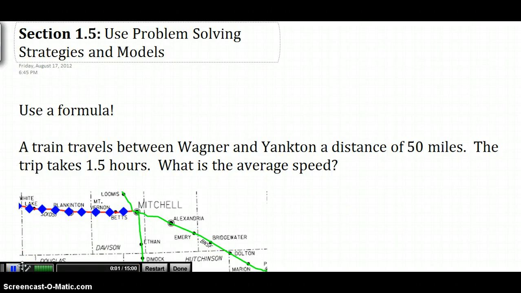Section 1.5 is using problem-solving strategies. So what I have for you here are 3 story problems that we're going to work through and 3 different methods you can use to problem solve and work through them.